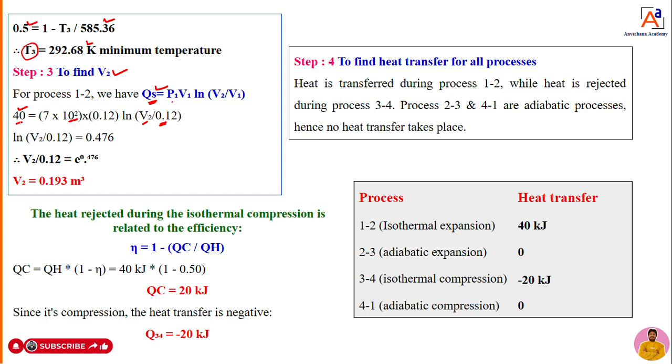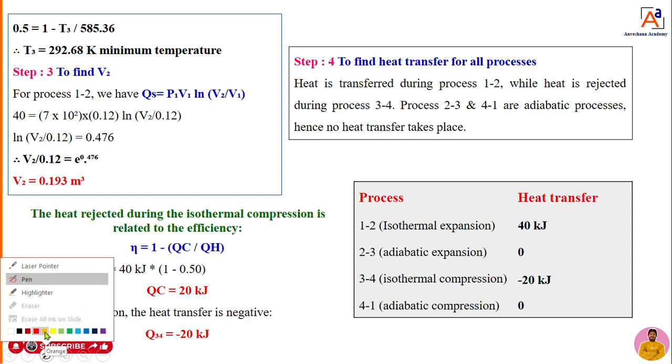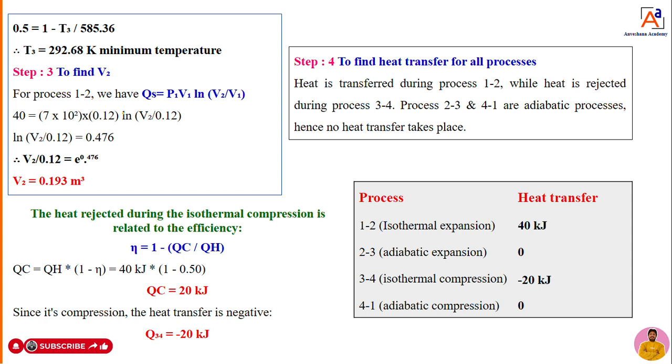Now here you can see at the left hand side and right hand side, you know all the data except V2. So by solving this equation I can get the value of V2. Therefore I will take this term out: 40 divided by 7 into 10 to the power of 2 into 0.12, then ln of V2 by V1. Dear students, you can see what you have to do here.